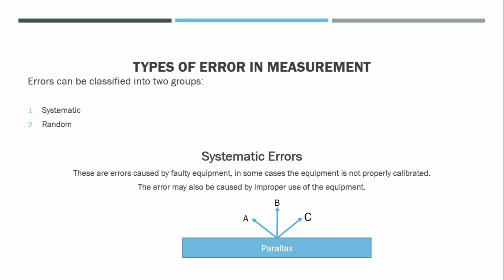Now, systematic errors. These are errors caused by faulty equipment. Every student can relate to this. You have a ruler in your geometry set or in your bag and it fell on the ground and the end of the ruler got damaged and you continue to use it, not paying much attention to the fact that a part of the measurement might have been gone as a result of the ruler being damaged.